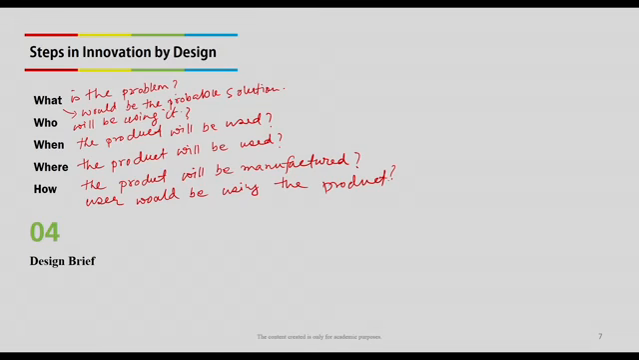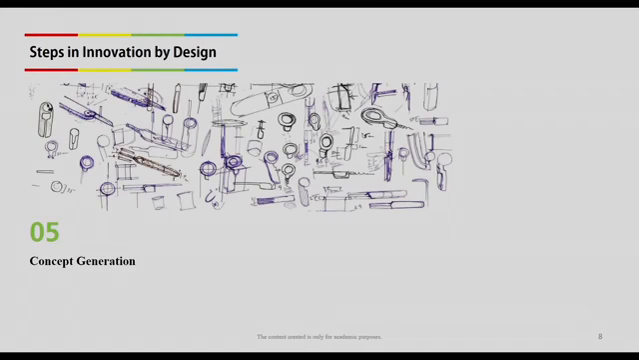So, these are the informations we will get in the design brief. The next step is concept generation. During concept generation, a designer generates concepts using different tools. Then a final concept is selected using a concept selection matrix. We have a separate lecture on concept generation methods and tools.